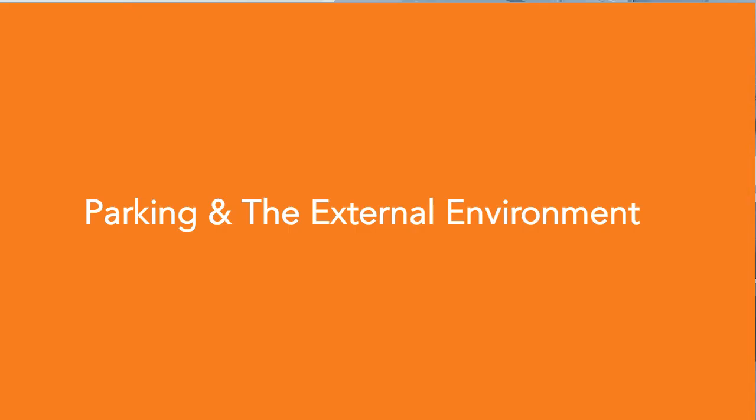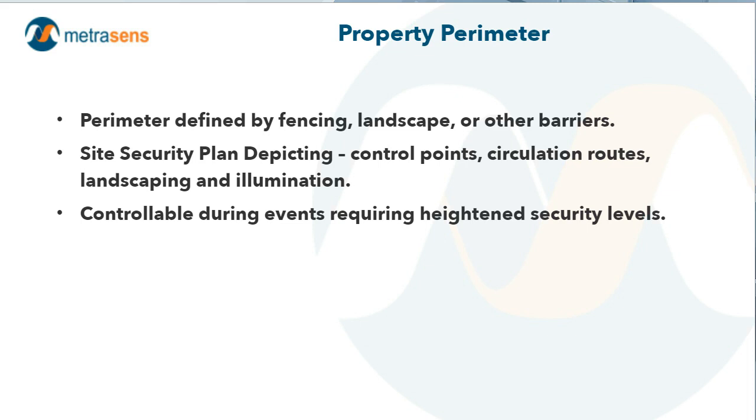I kind of get a little carried away when we're talking about construction and development because there's so much that happens and so much that can happen with those. And I guess being involved in this since the 80s, I've experienced probably much of what can go wrong during a construction project. So the property perimeter, let's start there. The perimeter is defined by the fencing, landscaping, or other barriers. The site security plan should depict the control points, circulation routes, landscaping, and illumination.